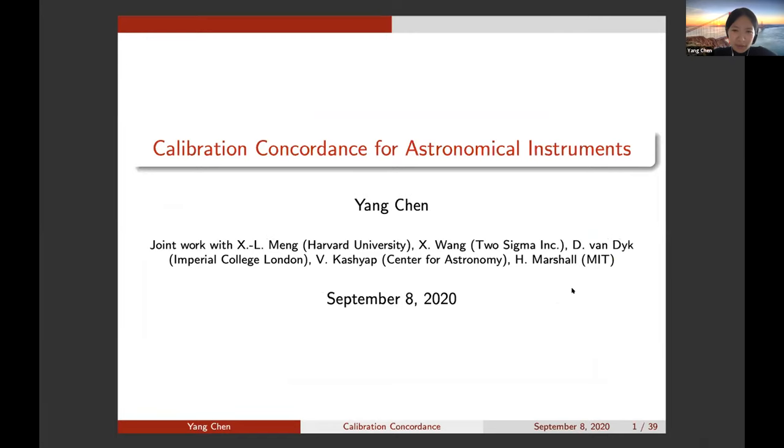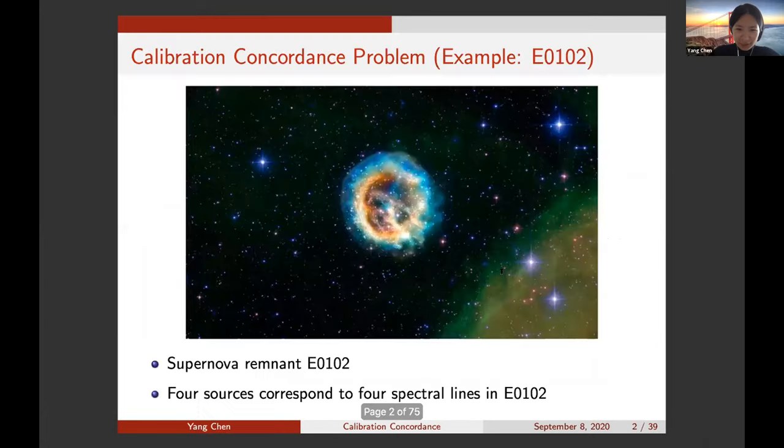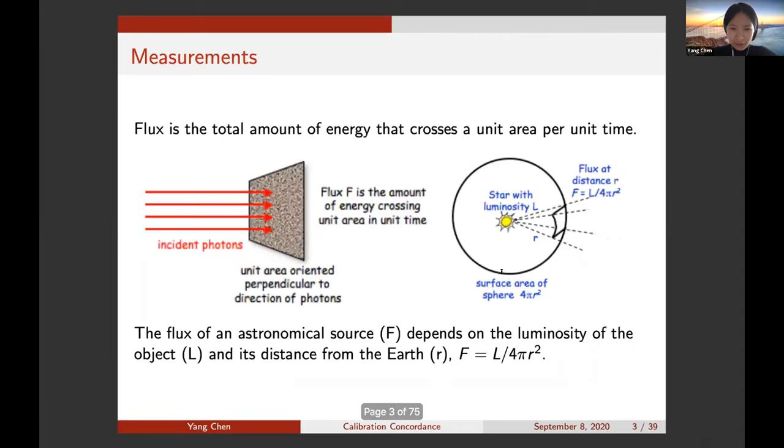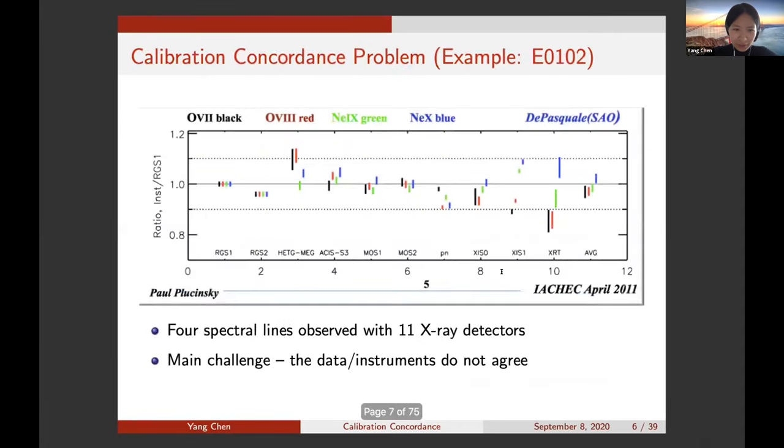So I will talk about the calibration concordance model here. Herman already did all the introductions and tackled the difficult parts, so I'll skip all of these. This is the motivating example as Herman was talking about, and we were facing the scenario that the data or the instruments do not agree with each other for the same sources.